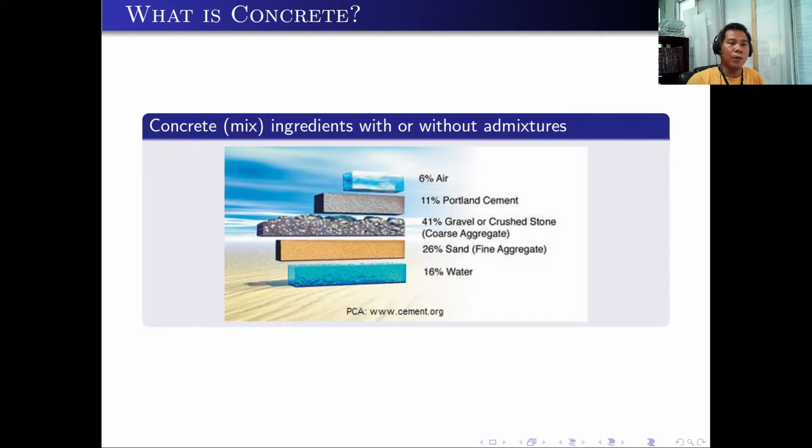First, we should know what concrete is. Concrete mix, or its ingredients, are usually composed of air, Portland cement, gravel or crushed stone, that is coarse aggregate, sand or fine aggregate, and water. Normally, the typical mix is around 10 to 15% cement, 15 to 20% water, 60 to 75% aggregate, and 5 to 8% entrained air.